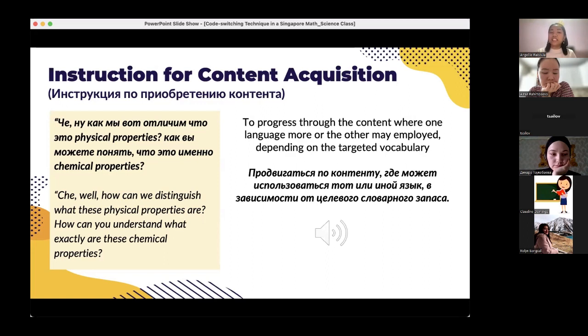But the problem was, number 1, they didn't understand when the teacher asked completely in English. And number 2, they cannot express themselves fully in English. So sometimes we tend to include, you're asking a sentence straight in English, and then you have to say something in Russian, so the students can understand. This instruction for content acquisition is very useful if you are explaining new concepts to the students, something that they haven't heard before.